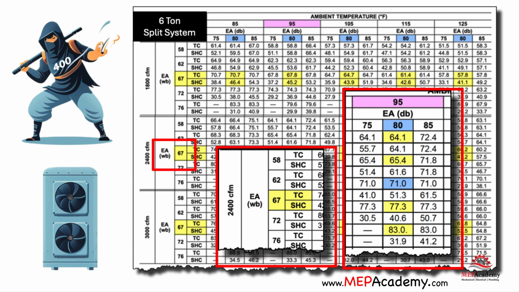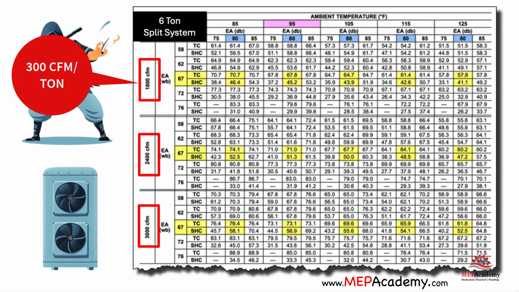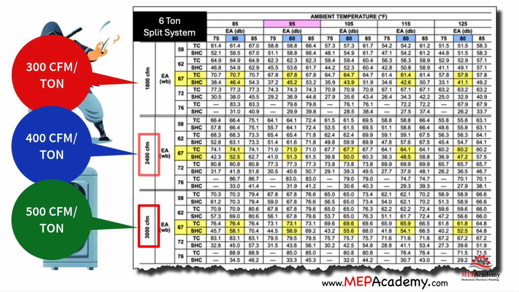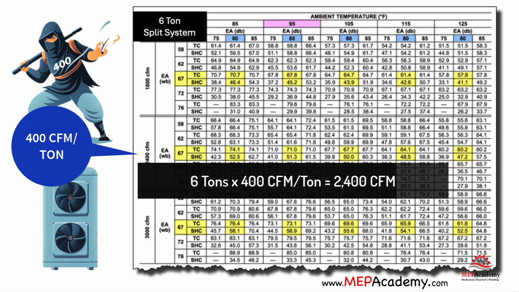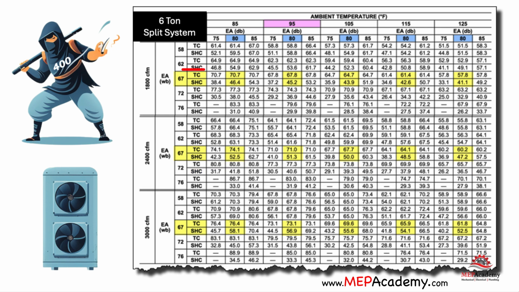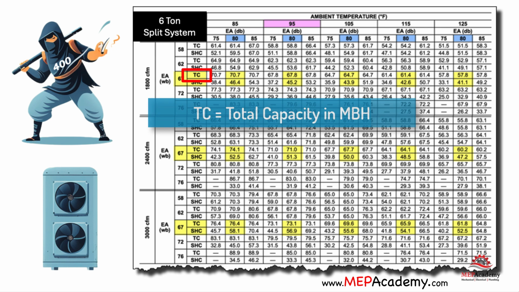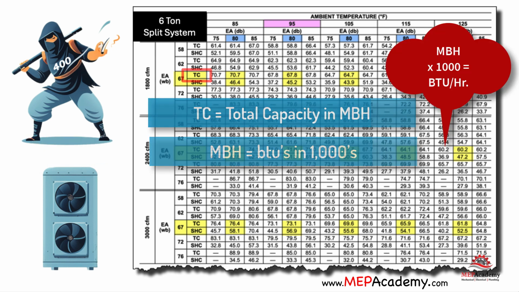We show 3 of the CFM settings for this chart at 1800, 2400, and 3000 CFM, which corresponds to 300, 400, and 500 CFM per nominal ton. The 2400 CFM row represents 400 CFM per ton as follows: 6 tons times 400 CFM per ton equals 2400 CFM. TC equals total capacity in MBH. MBH equals BTUs in thousands. SHC equals sensible heat capacity.